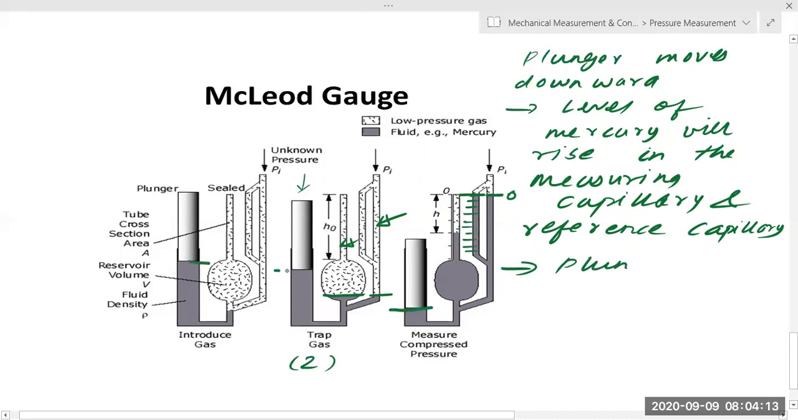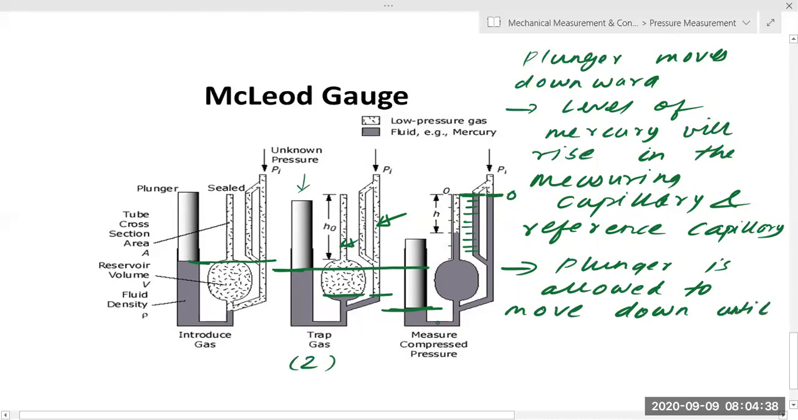Initially it was at the up position, now it came to the down position, right? Then it should be allowed to move as much down as possible until the zero mark in the reference capillary is reached for the mercury. Simple. The plunger is allowed to move down until the zero mark is reached in the reference capillary, until mercury is reached at the zero mark.